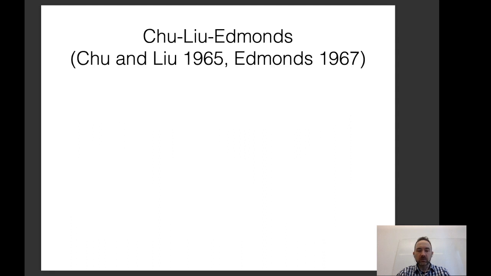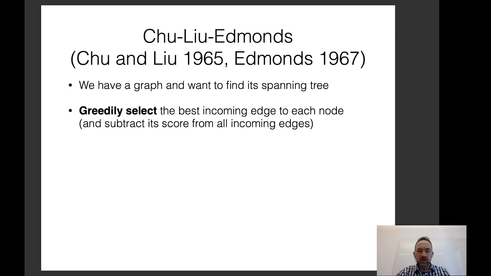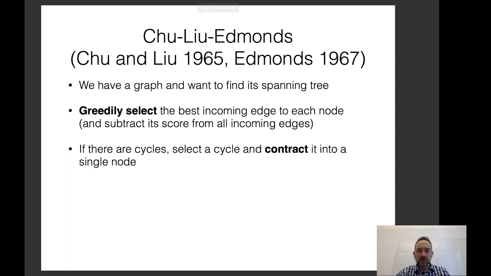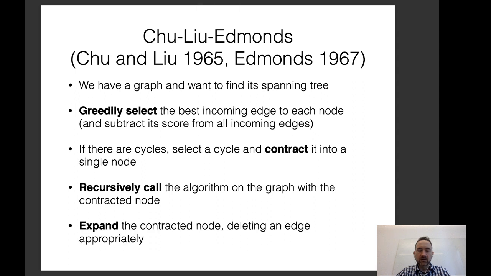And one algorithm that's widely used for finding the highest scoring spanning tree is the Chu-Liu-Edmonds algorithm. I'm not going to go into all of the details here, but just give a general idea. We have a graph and we want to find its spanning tree. Basically what we do is we greedily select the best incoming edge to each node and subtract its score from all incoming edges. If there are any cycles, we select the cycle and contract it into a single node. Then we recursively call the algorithm on the graph with the contracted node, and then finally expand the contracted node, deleting an edge appropriately.